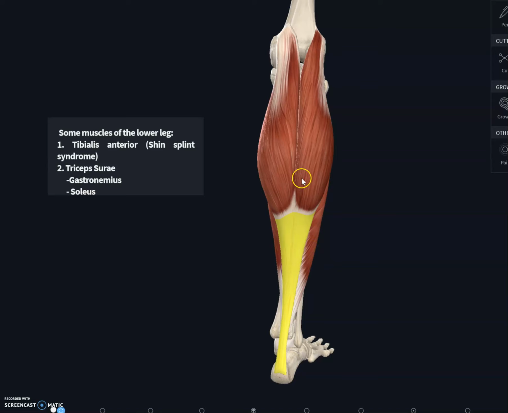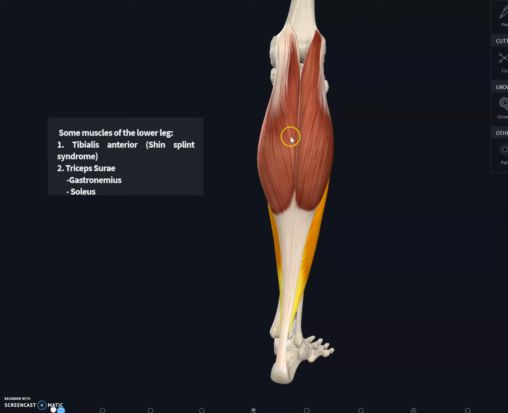Okay, so the superficial muscle that we are looking at are the gastrocnemius. The gastrocnemius is the muscle that you can feel when you touch your calf. Okay, and right under the gastrocnemius muscle, this is the soleus muscle. Soleus muscle is a broad, flat muscle which looks like a flat fish or sole. That's why it's called the soleus muscle.